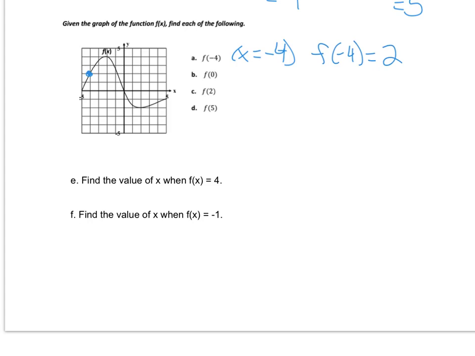Okay? Now, the next one they say to find f of 0. Well, they're telling me there that x is 0. When x is 0, what is y? What is the function value? The function value is 0. So f of 0 is 0. So remember, this is the point negative 4, 2. This is the point 0, 0. Okay? You find, from the graph, f of 2 and f of 5.